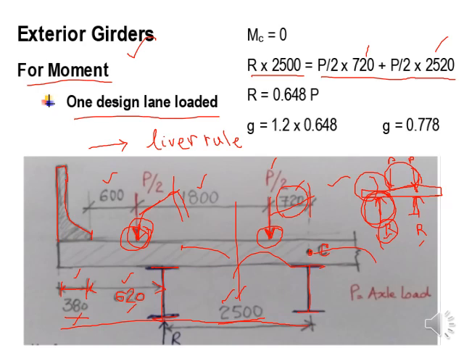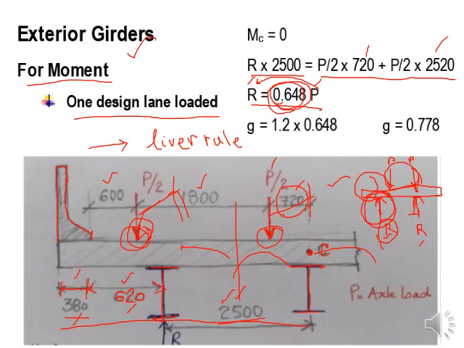And you are getting this relationship. So this relationship is going to give you an intermediate interrelated parameter, or factor, of 0.648 between the reaction and the applied loads. So under the action of these applied loadings, the effect of these forces on the exterior girder reaction is going to be increased or decreased by this factor.